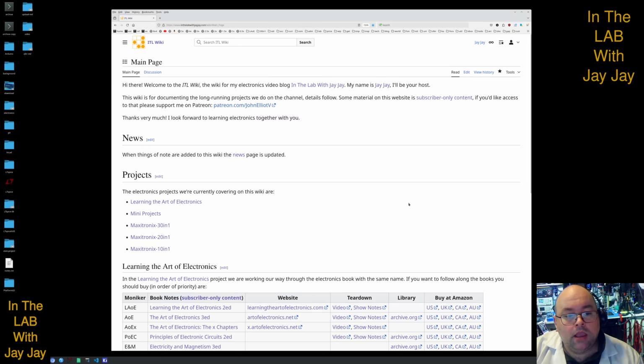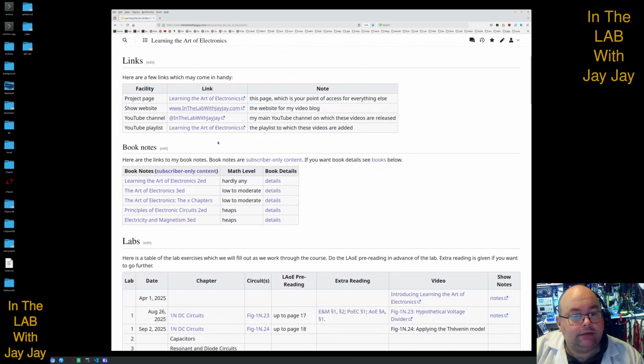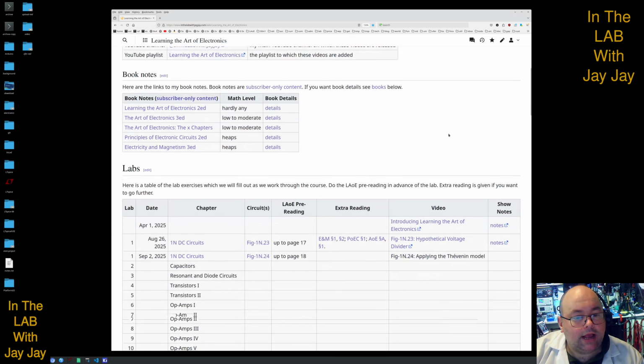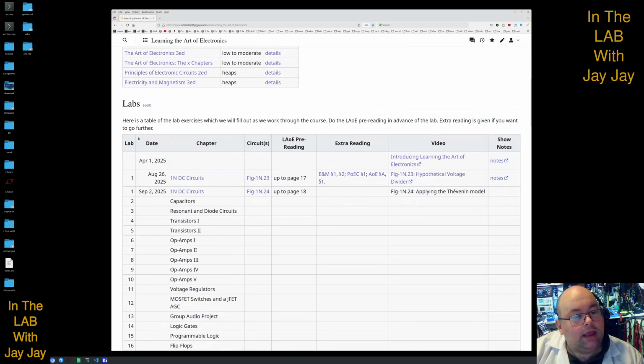Here on the computer, this is the ITL wiki, the In the Lab with JJ wiki. We're working on Learning the Art of Electronics. That's the project that we're doing presently. I've got a little bit of explanation about that all up here. There's links to important parts of the project and some notes about the books. This is subscriber only content, the actual notes themselves. There's details about how to become a subscriber if you want to get access to those. You don't need to be a subscriber to access this page though, so feel free to come here. This is public access.